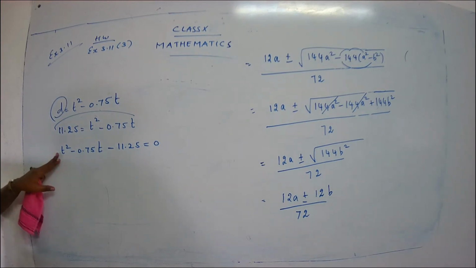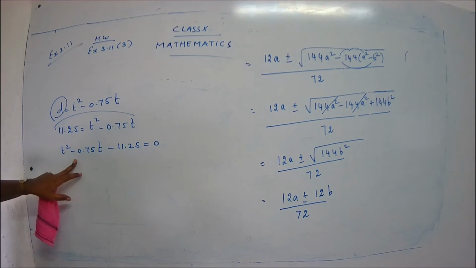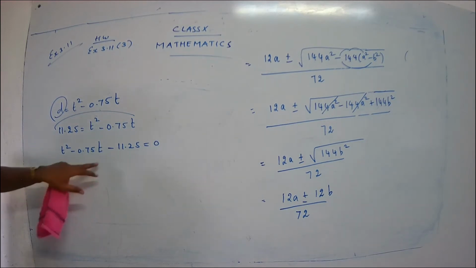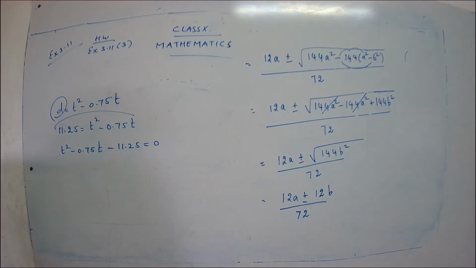So here a will be 1. What will be b? Minus 0.75. And what will be c? Minus 11.25. So you have to just apply it in the formula and get the answer. If you have any doubt regarding the sum, you can just say to us so that when we have a doubt clearing session, I'll clear your doubts over here.